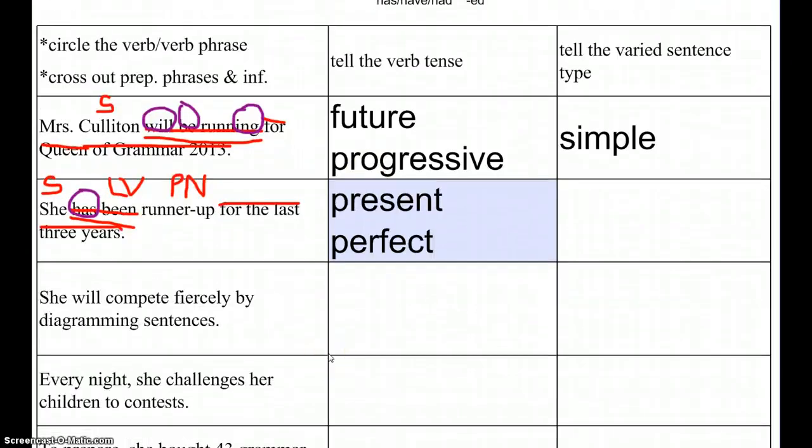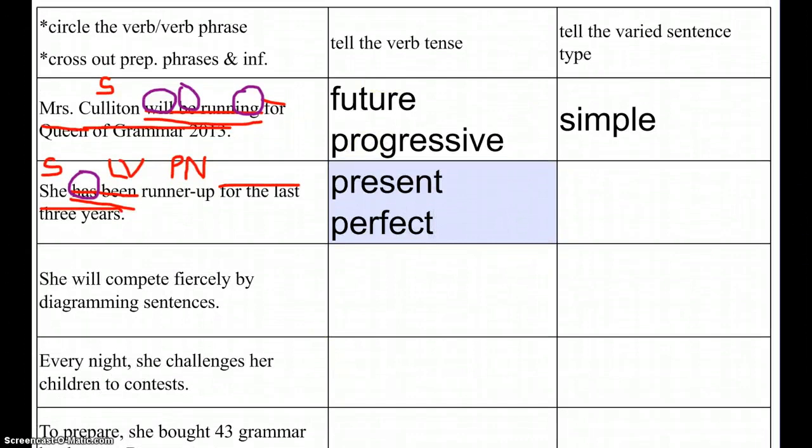So now I'm going to get rid of my cheat sheet and try to do this a little bit from memory. And this is what you're really going to have to be able to do for the test. So, she will compete fiercely by diagramming sentences. So I've got a prepositional phrase, by diagramming sentences. My subject is she. What will she do? She will compete.